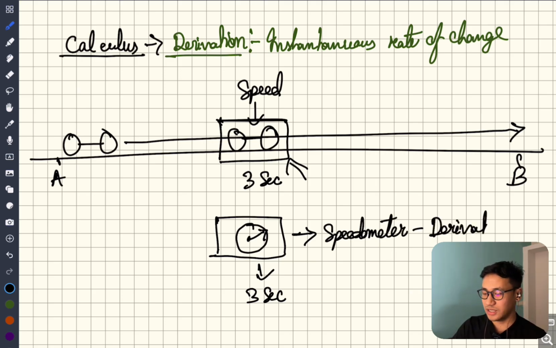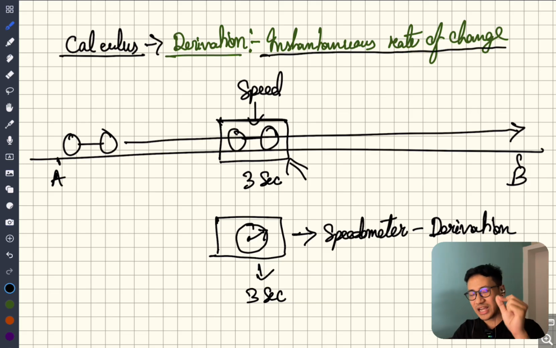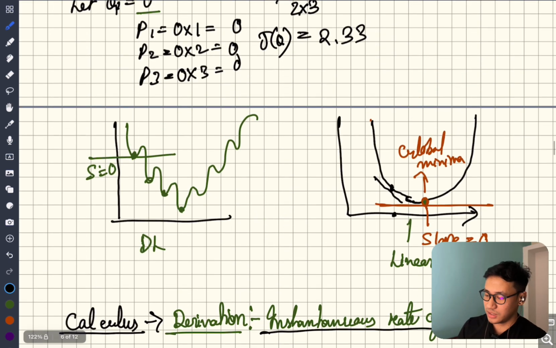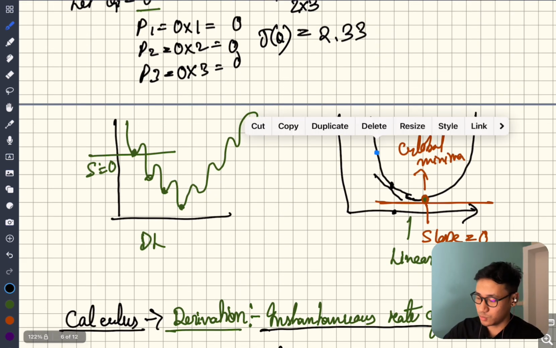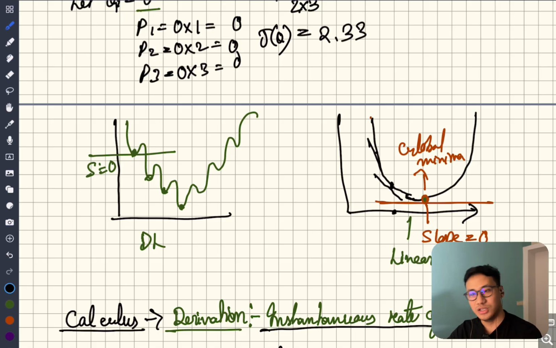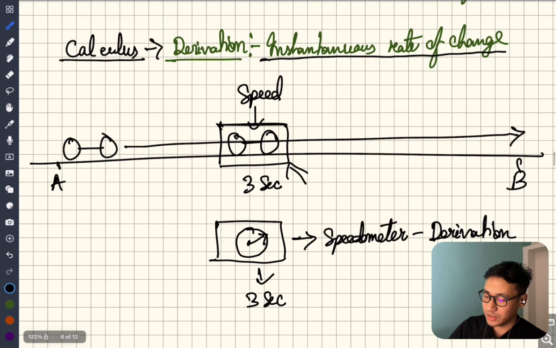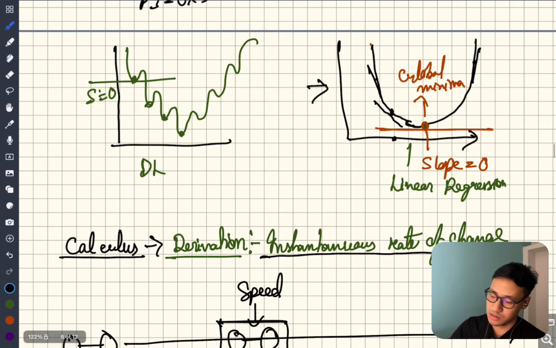Derivation means what again? Derivation is instantaneous rate of change. Means at a particular point of time, at a specific time, what is the rate of change? All right, this will be given to us by derivation. So it is very simple now. At this point, what is the slope? How can I find it? Using derivation. At this point, what is the slope? How can I find it? Using derivation. All right, so let me talk about this thing.